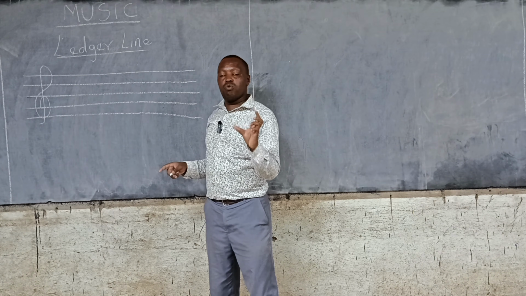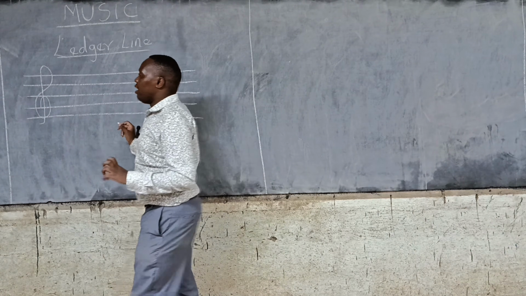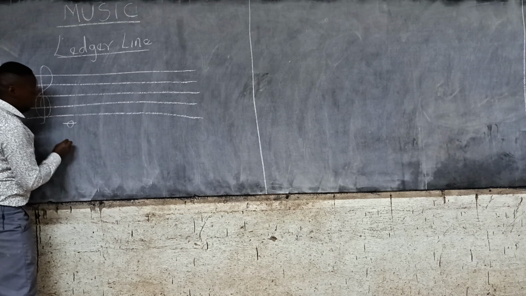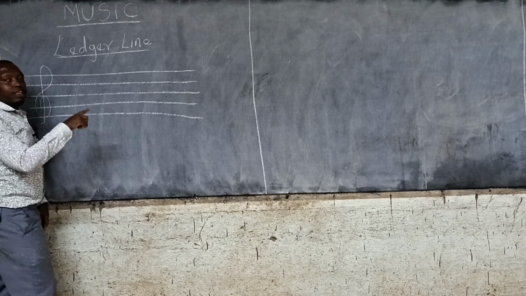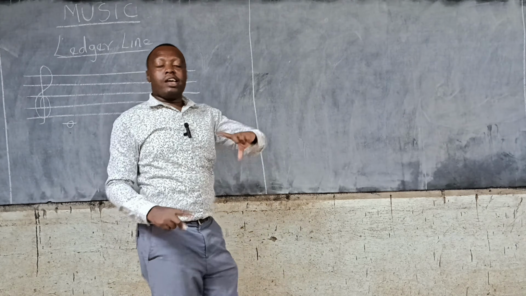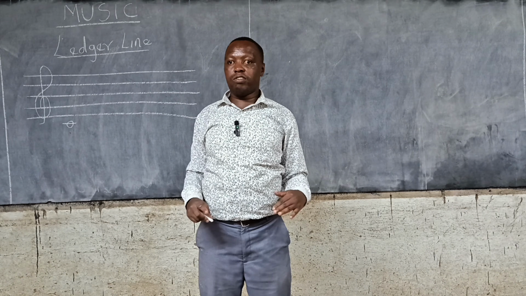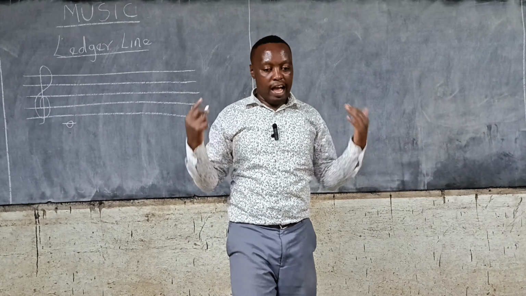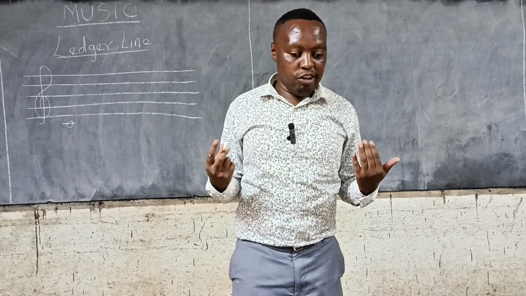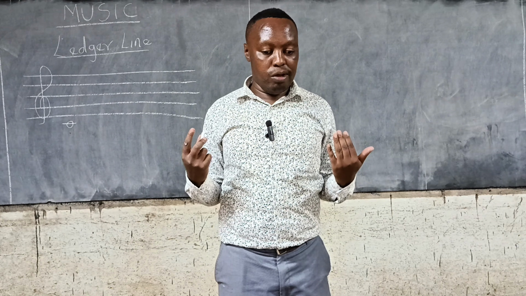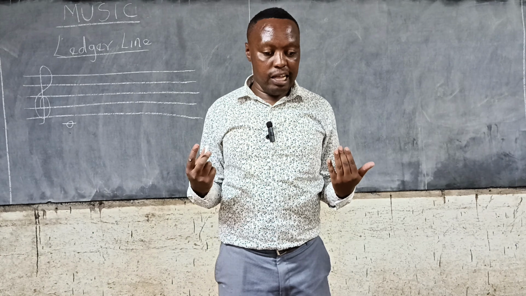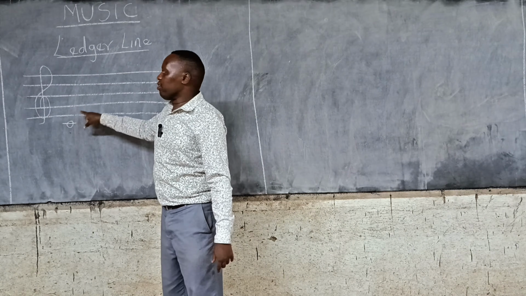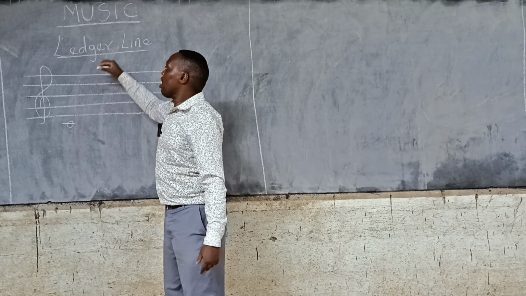What we are going to do is put a small line and a semibreve like this, to represent the extension of notes in high and low pitches. So we use ledger lines to extend. As I repeat, ledger lines are short lines above or below a staff where one can write music notes. It can be down here or up here.